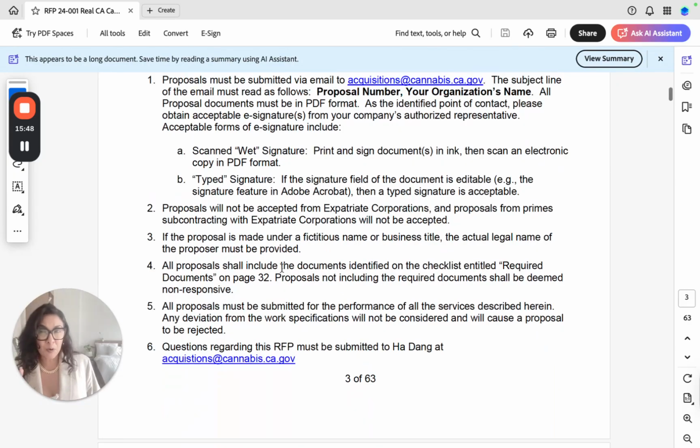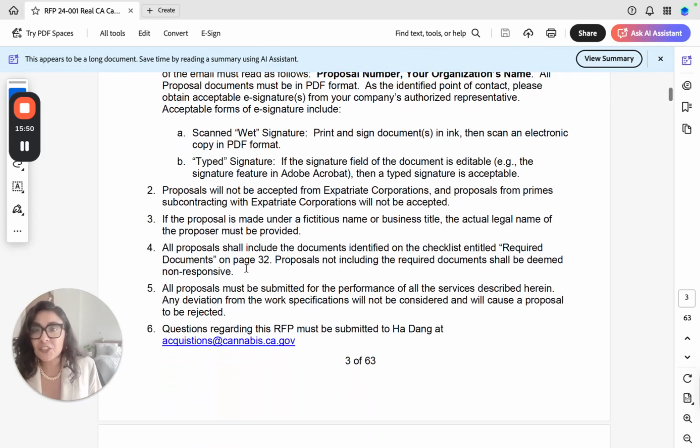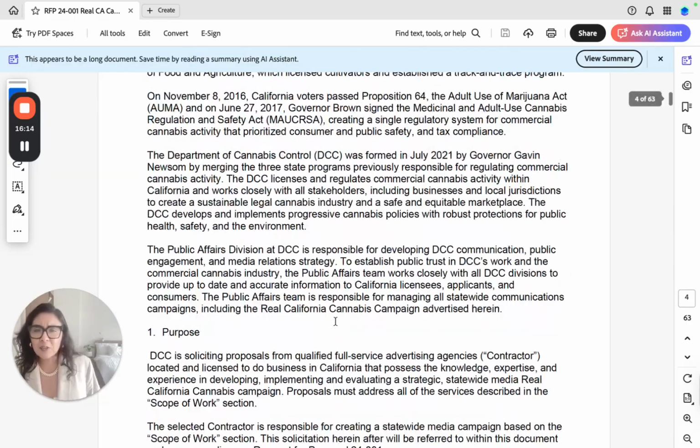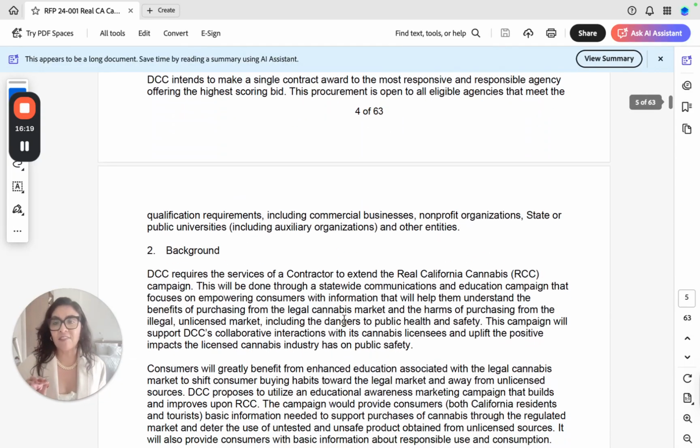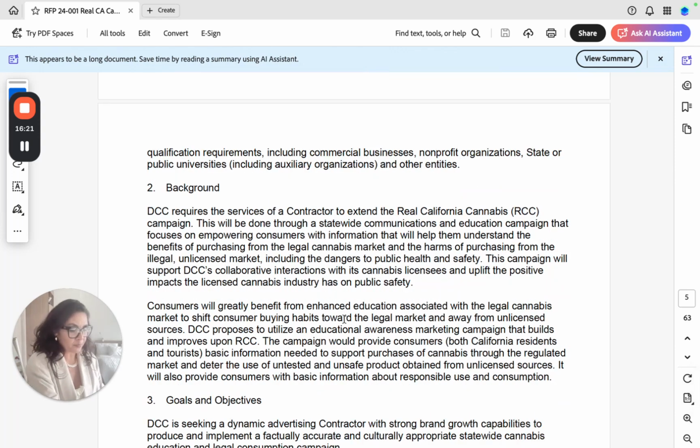Some more required information, letting you know things like all the proposals shall include documents identified in the checklist. Right here it tells you proposals not including the required documents shall be deemed non-responsive. And yeah, so those are the 4 portions you want to make sure you have in your technical proposal.